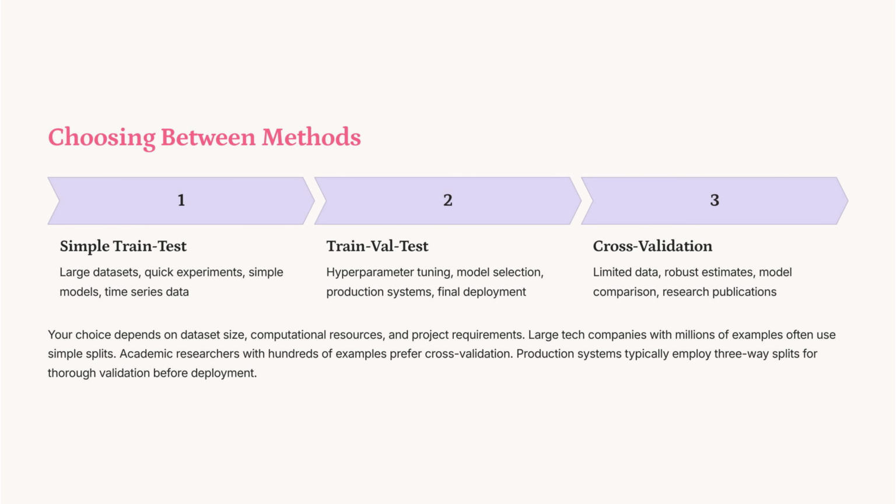Choosing the right validation method is crucial. Simple train test splits suit large datasets and quick experiments. Train val test splits are ideal for hyperparameter tuning and production systems. Cross-validation is preferred for limited data and robust estimates. Your choice hinges on dataset size, computational resources, and project needs.